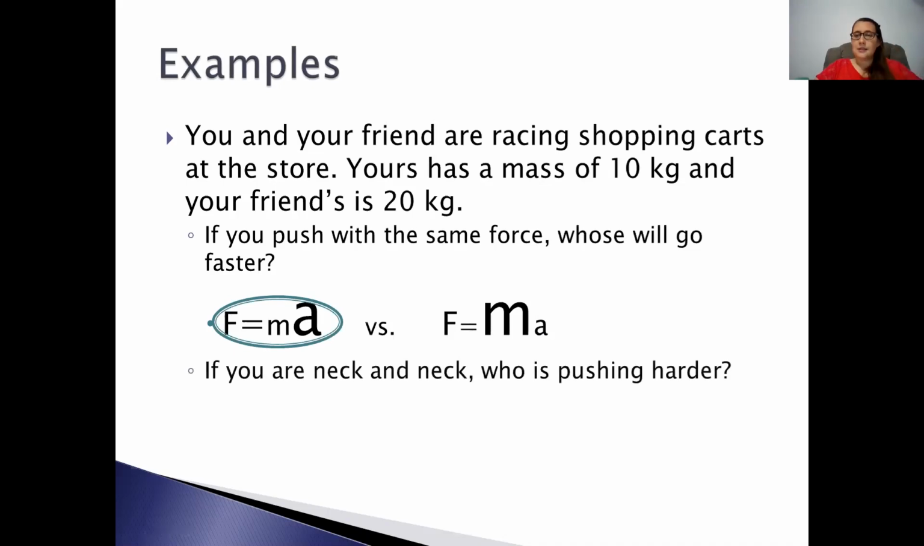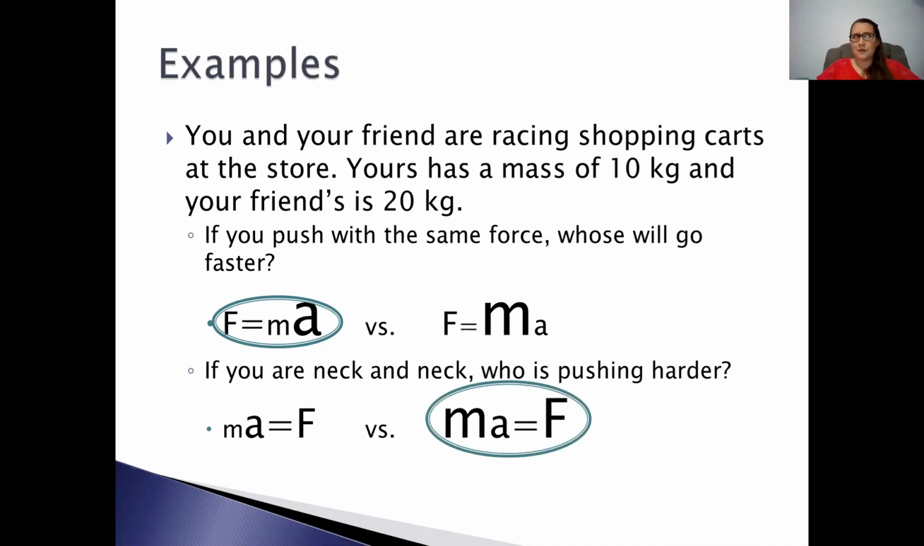Okay. Similarly, if you are neck and neck, so if nobody's winning, if you're tied, who is pushing harder? Well, in this case, your accelerations are the same size. And again, one cart is half the mass of the other one. So if you have a small number times a medium number, you get a medium force. If you have a big number times a medium, you get a big force, right? So it takes a lot more force to push a heavier cart faster than it would to push a lighter cart. Okay. Hopefully that makes a little bit of conceptual sense.